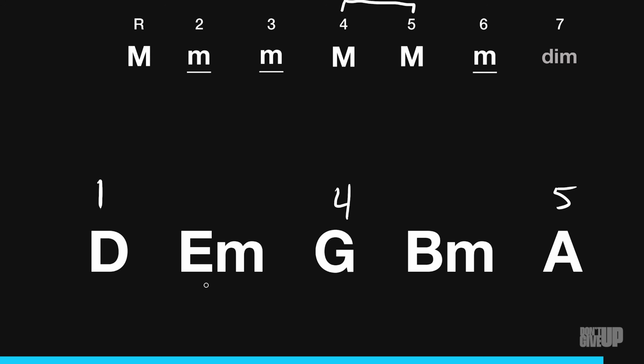What comes before an E in the alphabet? That's right, a D. So then what position is this E minor? Well, it comes right after the D. It's the 2 chord. Same thing for this B minor. What comes before the B? An A, which means this is the 6th chord.